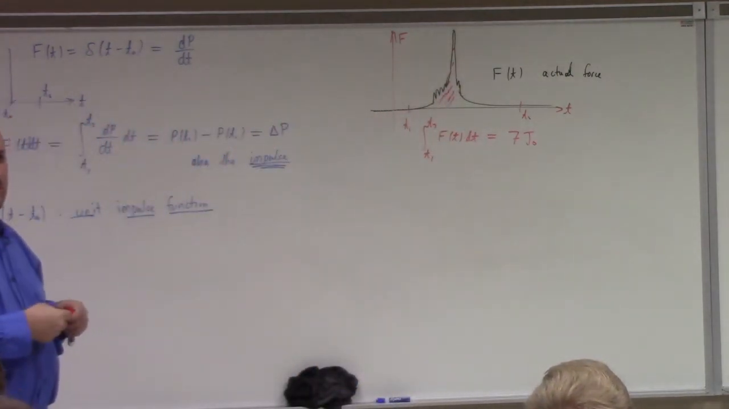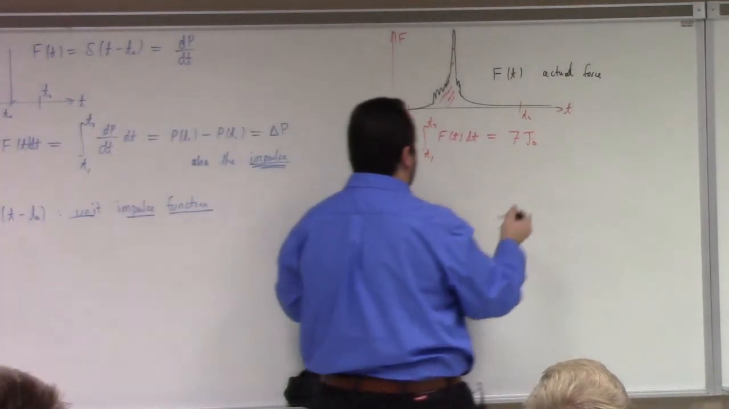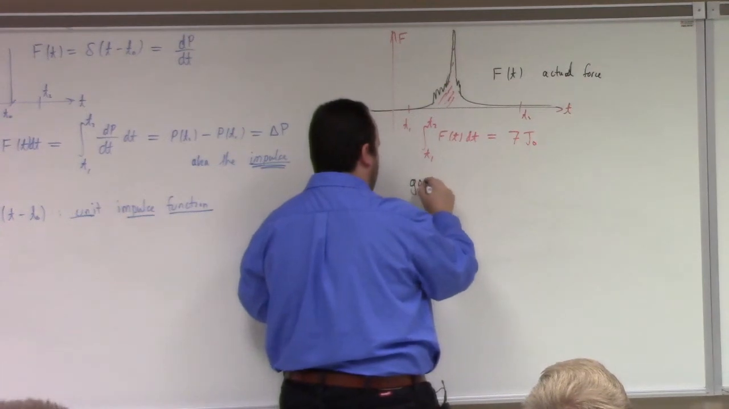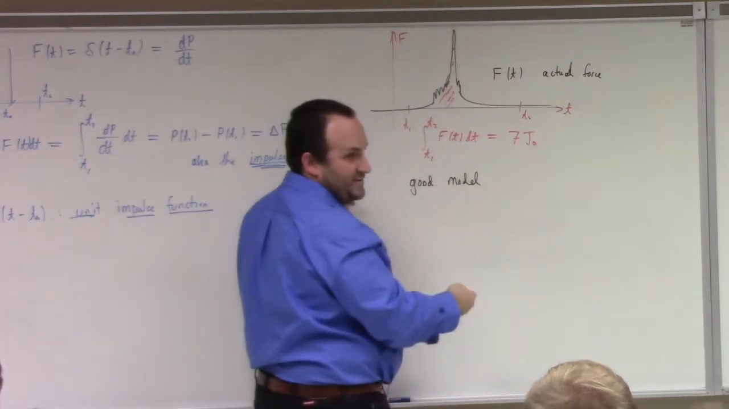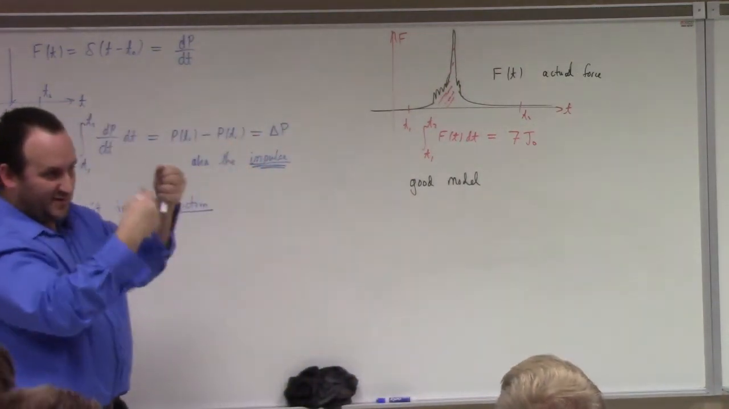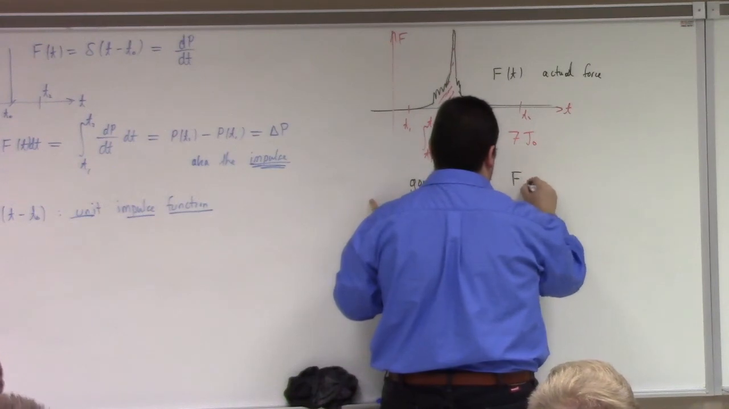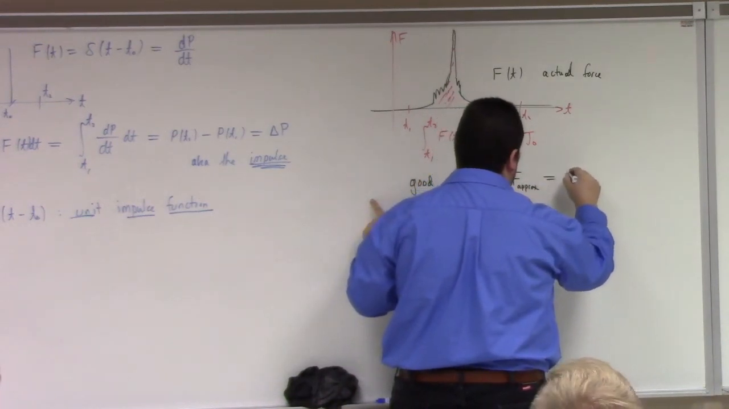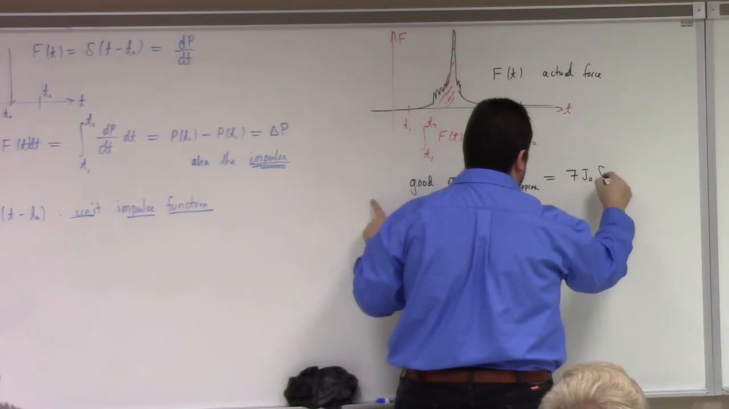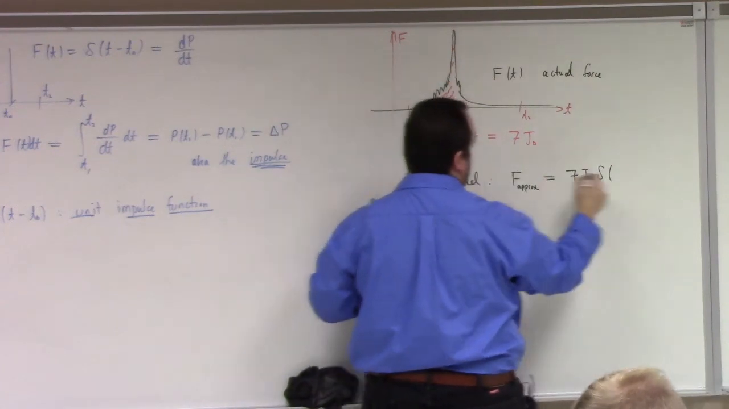It should be, what is it, kilograms meter per second? I don't know, I'm a little rusty. Then a good model that neglects all of this funky stuff, like the details of that short spike of force, would just be this: F approximate is equal to 7 J naught delta of whatever time is kind of the average here. Let's say t naught, so delta of t minus t naught.